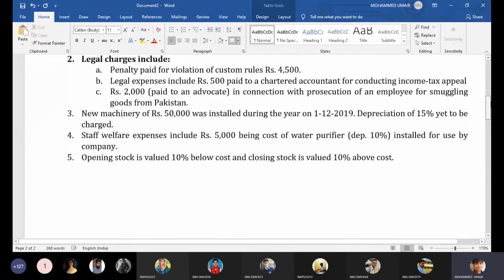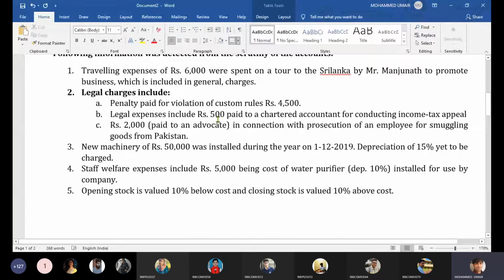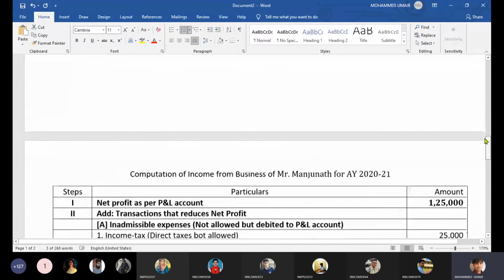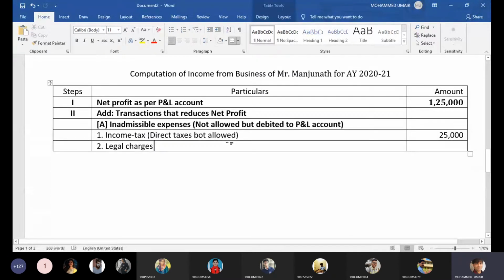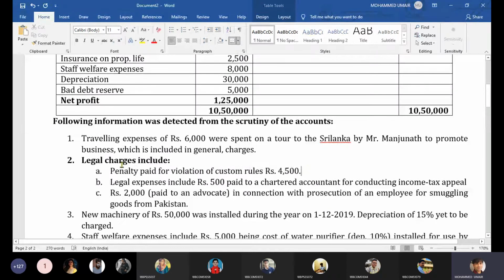As per adjustment number 2, legal charges include penalty paid for custom rules violation. Any kind of penalty paid is an inadmissible expense because you pay a penalty for not following the law. Any expense incurred for breaking the law can't be allowed, right? So penalty paid obviously becomes an inadmissible expense. But we also have some more items pertaining to this. So let's see the other items. Legal expense, penalty paid, inadmissible.